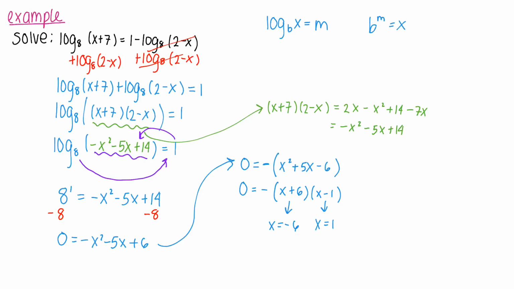We need to check both of those answers in the very original equation. So we need to check it in here, so the inside of here and the inside of here, to make sure we don't get negative numbers. So why don't I erase this just to give myself some space here.